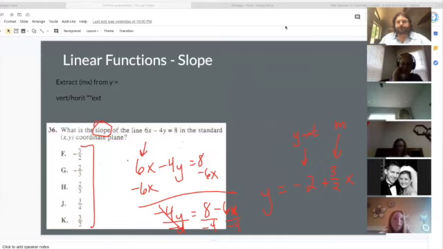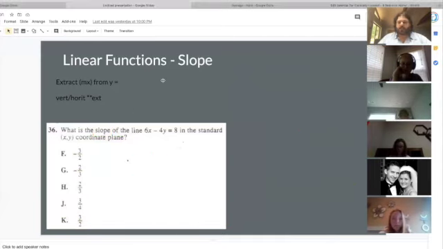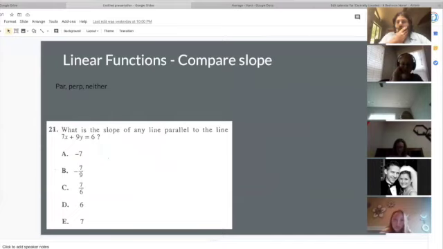Now, let's move on to the next slide. Okay, now we're gonna compare slopes. So there's 2 words they're gonna use, parallel. I always add an extra R, I think there's only 1 R in there. And then perpendicular.